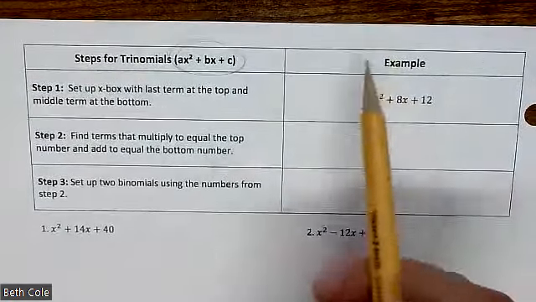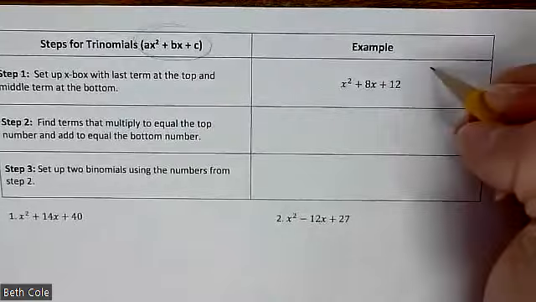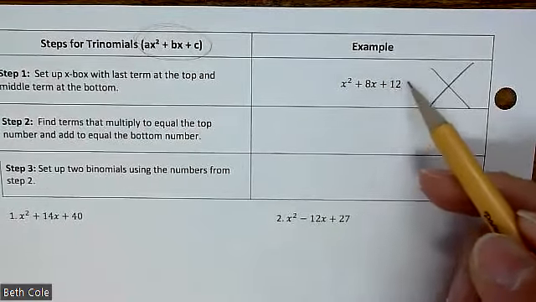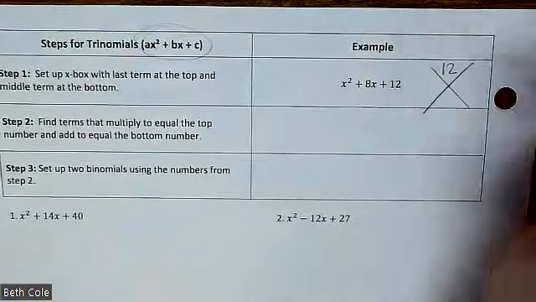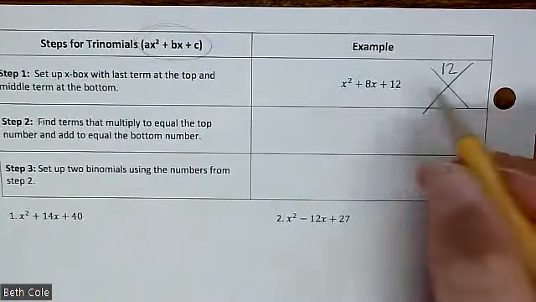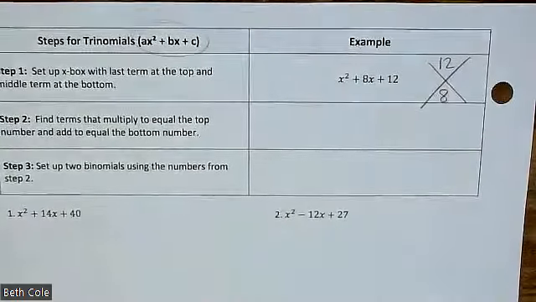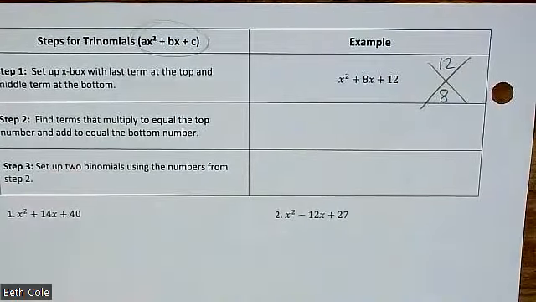Okay. All right. So what you're going to do is set up an X box. The third number, which in this case is 12, goes at the top. The middle number, which in this case is 8, goes on the bottom. Okay?